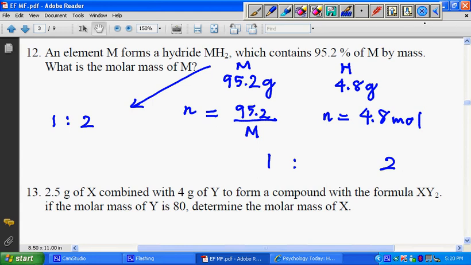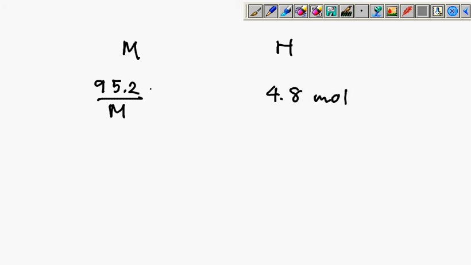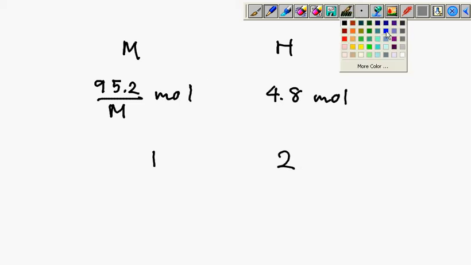Now we need to use a whiteboard to write down our findings, right? So we have this: M, H, 95.2 divided by molar mass of M, and this 4.8 mole. This is also mole, and it was found out that the ratio is 1 to 2. So if you are fast in calculation, you realize that for 2 to become 4.8, you only have to multiply 2.4.